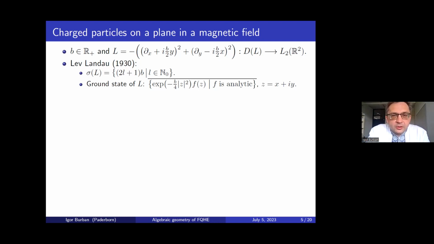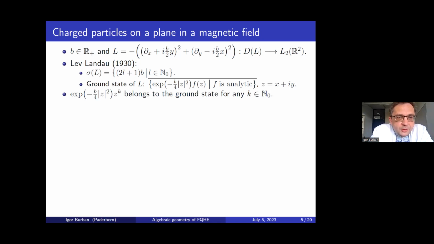And if we ask about the ground state, so the eigenspace of the lowest eigenvalue, then there is a very concrete description. So there is some exponent multiplied with an analytic function on the entire plane. And everything is considered as a subspace in L2 of R2. So this exponent also guarantees convergence. And well, the convention is that my constant B is positive, because otherwise everything has to be modified. So it's a starting point. And as a particular observation, exponent times polynomial is an element of the ground state for any value of k.